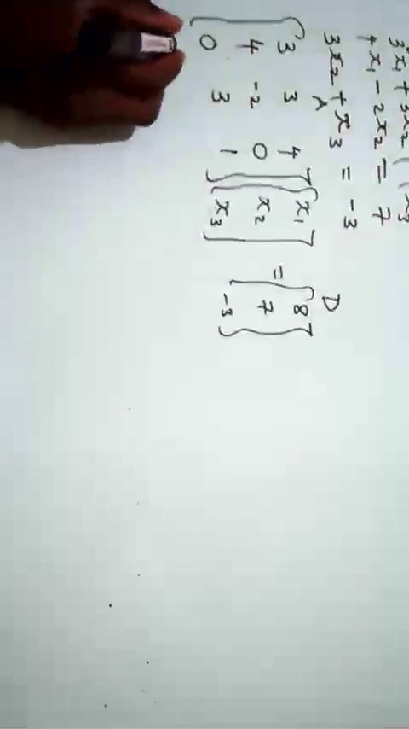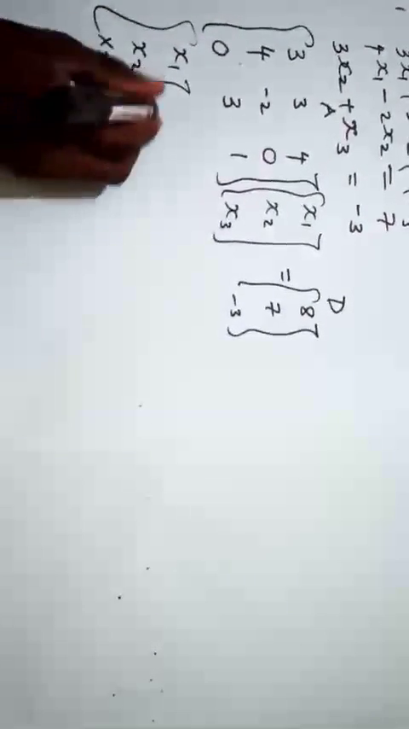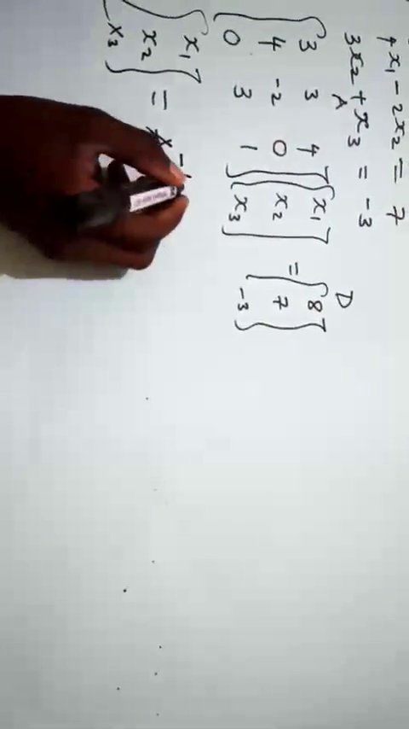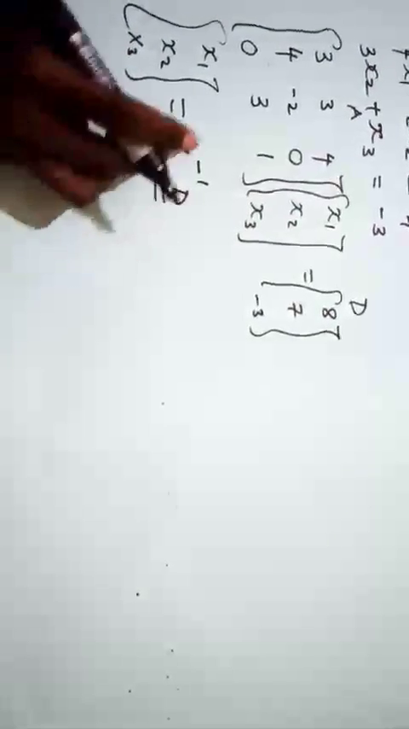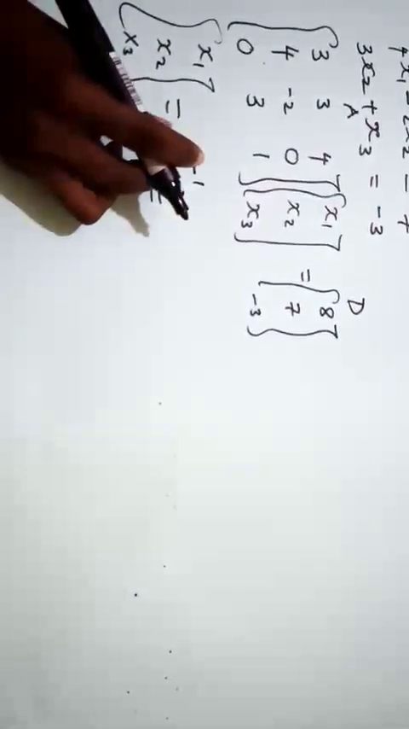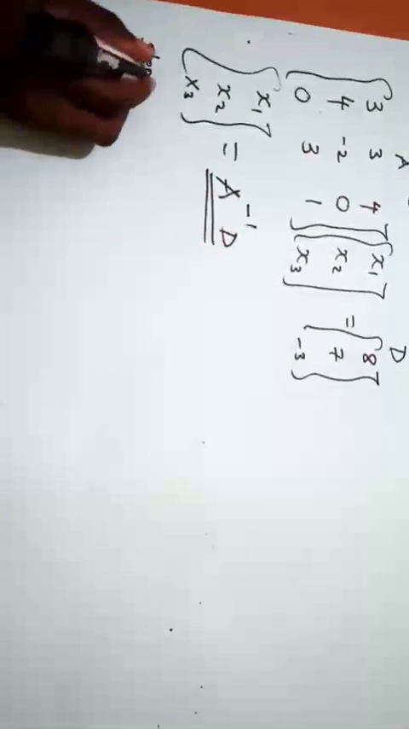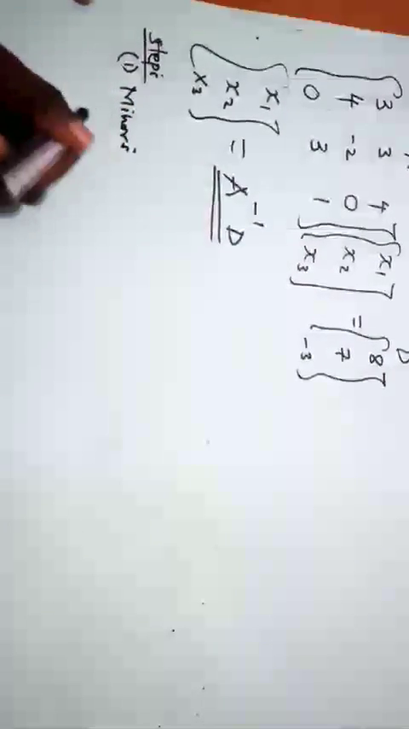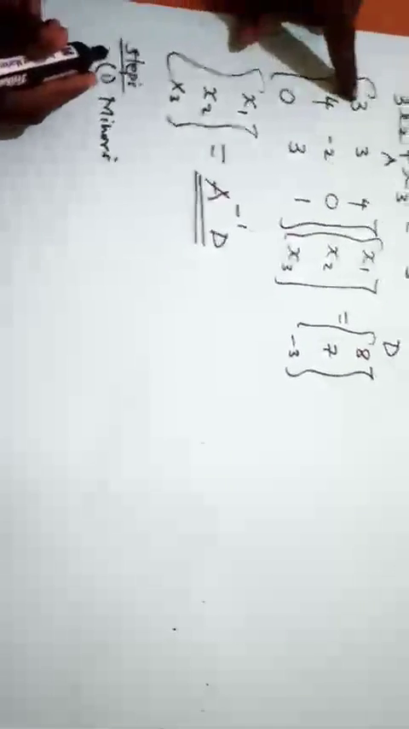So to solve for x1, x2, x3, the answer is always found by A inverse. In this case, then we are going to multiply the D matrix. So this is the answer. So how do we get to this A inverse? The first thing we do, we have steps. Then the first step, we find what we call the minor. So the minor, what we normally do when we are finding a minor, let us find the minor for 3.